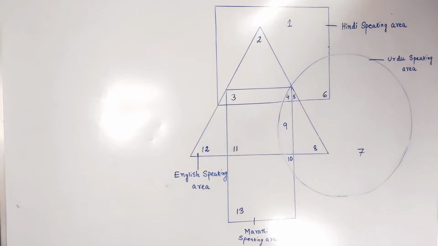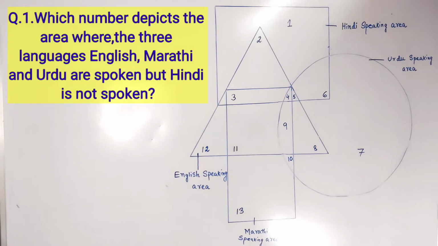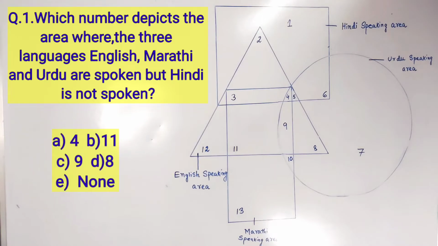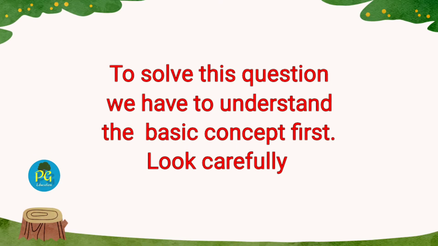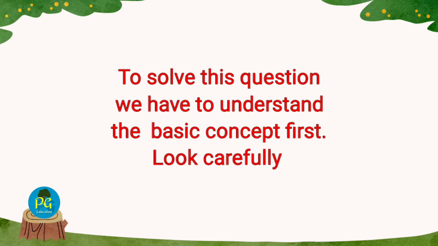Okay, so question number 1. Which number depicts the area where the 3 languages English, Marathi and Urdu are spoken but Hindi is not spoken? Options are A 4, B 11, C 9, D 8, E none of the above. Okay, so let us solve the problem. Before we start, we have to understand a few things.